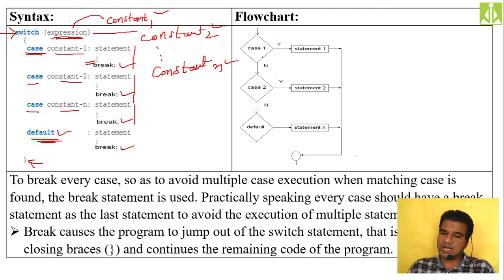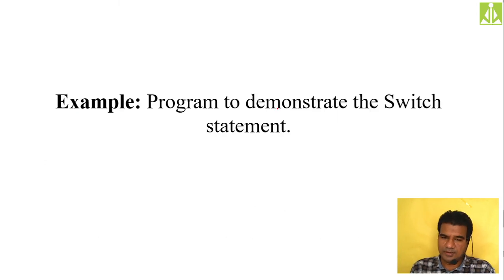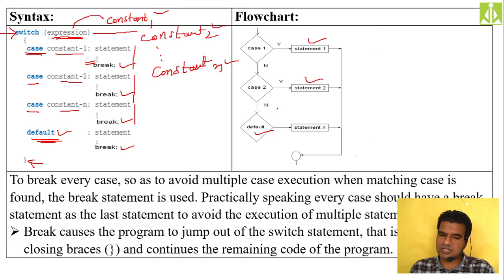This is the flow chart. If case 1 is true, statement 1. If case 2 is true, statement 2. If case 3, and so on. If none of the cases are matching, then the default case. So this is about the switch case statement in conditional branching statements, and the switch case statement is the best example to achieve the multi-way selection statement.